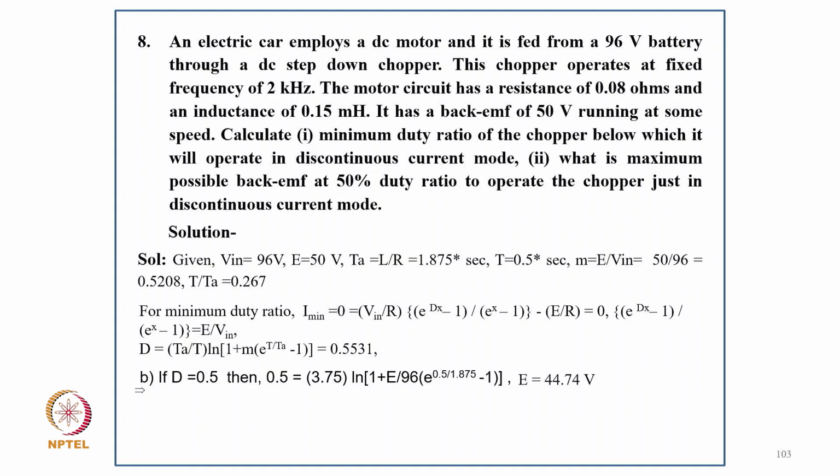So coming to numerical example 8, an electric car employs a DC motor, and it is fed from a 96 volt battery through a DC step down chopper. This chopper operates at a fixed frequency of 2 kHz. The motor circuit has a resistance of 0.08 ohm and inductance of 0.15 millihenry, and it has a back EMF of 50 volt running at some speed. So calculate the minimum duty ratio of the chopper below which it will operate in discontinuous mode, and what is the maximum possible back EMF at 50% duty ratio to operate the chopper just in discontinuous mode.